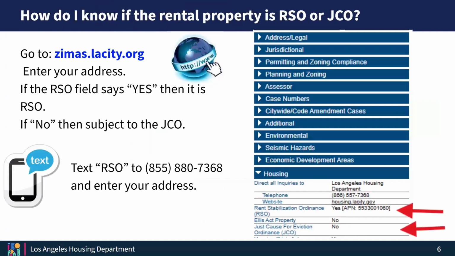Slide five. To know whether your property is under the RSO or the just cause ordinance, you can go to zimas.lacity.org, or you can text RSO to 855-880-7368 and enter your address, and they'll notify you.